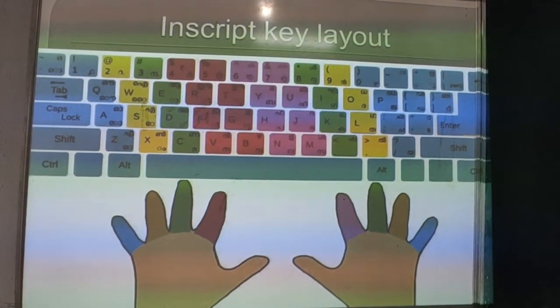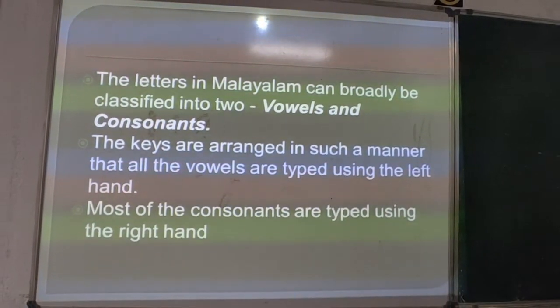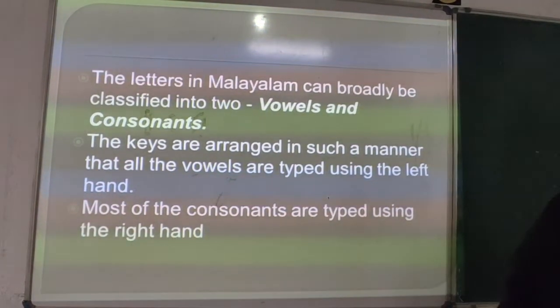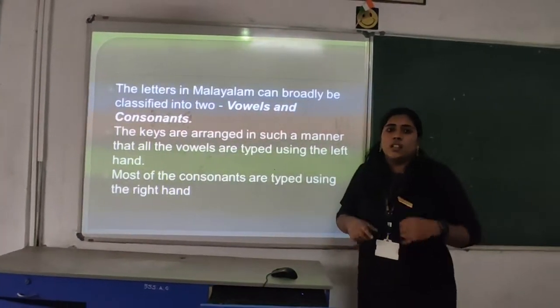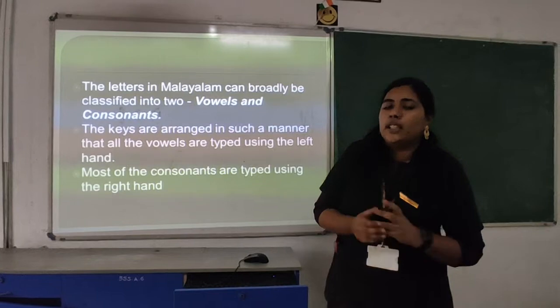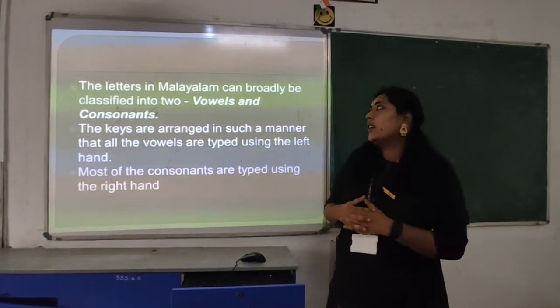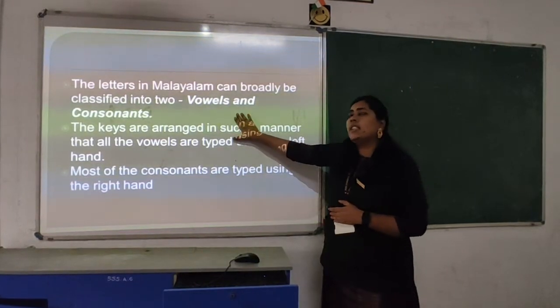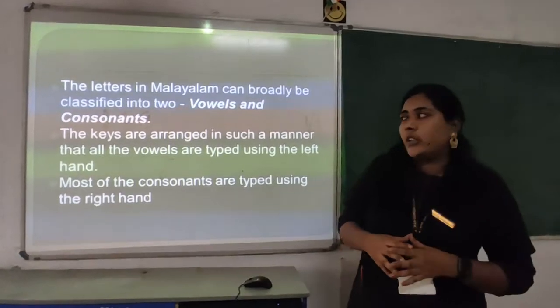Okay, and in this keyboard, letters in Malayalam can be broadly classified into two. നമുക്ക് മലയാളത്തിലുള്ള two. What are they? We have vowels and consonants. Vowels എന്താണെന്നറിയോ? Yes, in English we have 5: A, E, I, O, U. In Malayalam we call it as Swaraksharam. And the consonants as the Vyanjanaksharam. I think you all know about it, right?